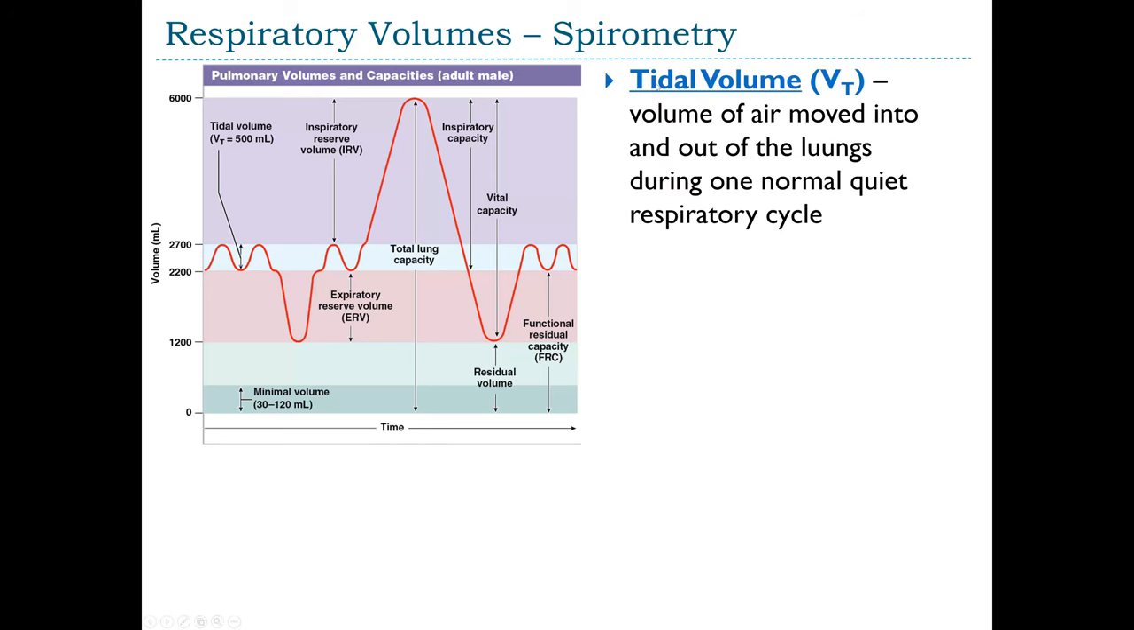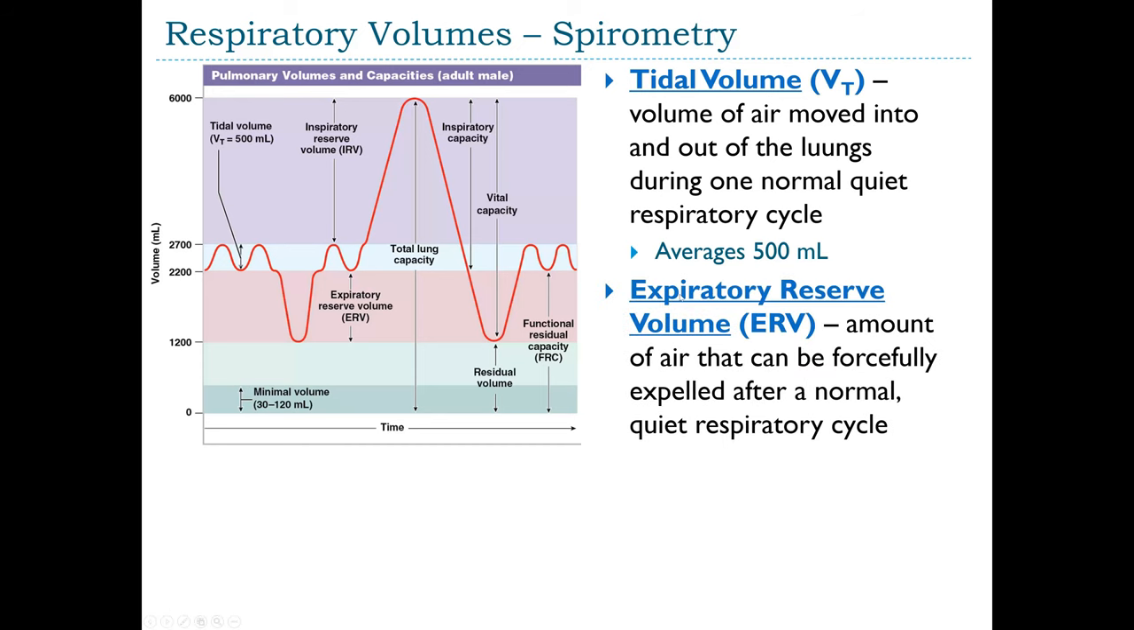So the tidal volume, abbreviated VT, is the volume of air moved in and out of the lungs during one normal quiet respiratory cycle. So think of it as just a normal breath in and a normal breath out, and it's shown right here in the center of the graph. And the tidal volume averages 500 milliliters in both men and women.